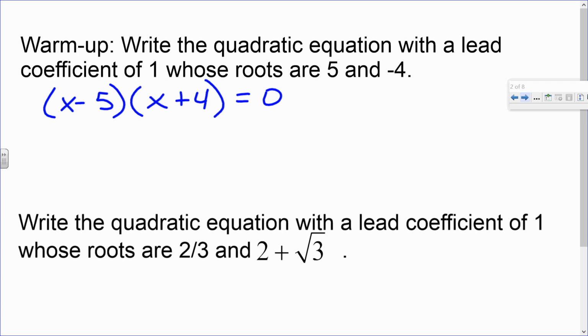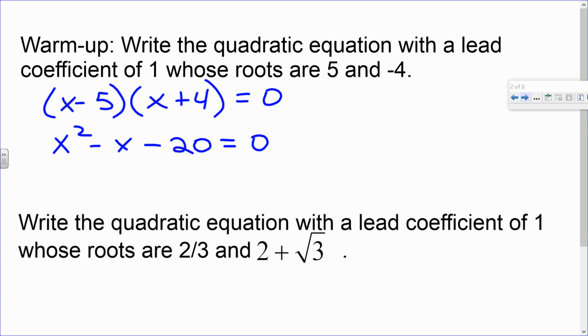That would mean either the first parentheses is 0, x minus 5 is 0, so x is 5, which was one of the roots. x plus 4 is 0, so that would mean x is negative 4. So we've got both of the roots that we were given. If we then FOIL this out, that's where the 1 comes in, so that we get 1x squared minus x minus 20 equals 0. Check my math there. Did I get that right? So we took x minus the first root, x minus the second root, equals 0, FOILed it out, and got the equation.